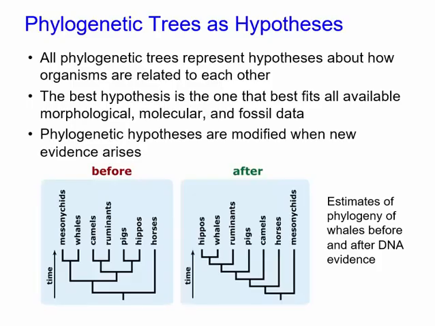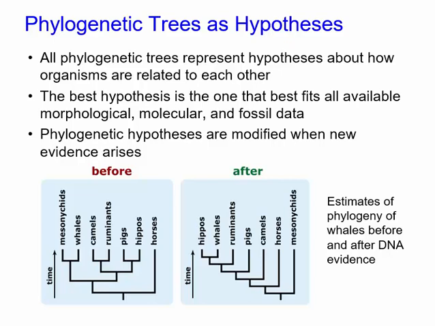All right, another thing that we have to remember is phylogenetic trees are hypotheses. These are estimates of phylogeny. So these are our estimates of what we think actually happened. That's the phylogeny, and the tree is a representation of what we think happened. And just like any scientific hypothesis, as we learn new information, we might modify that.